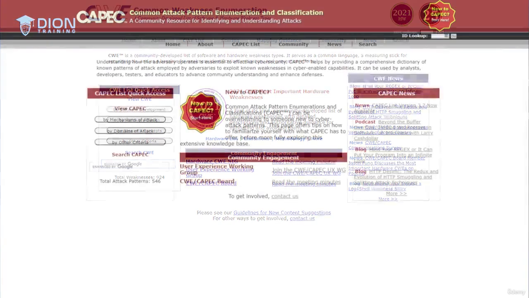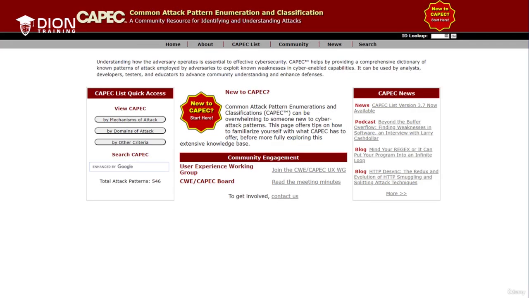Another thing you should look at is CAPEC, which is the Common Attack Pattern Enumeration and Classification, which is located at capec.mitre.org. This website exists to help us understand and identify a particular attack so that security researchers can better understand the different attack patterns. As of February 2022, there were 546 distinct attack patterns that are used by various threat actors around the globe.